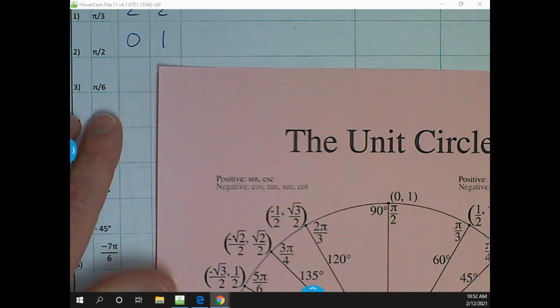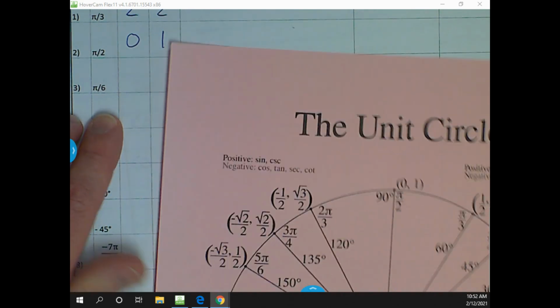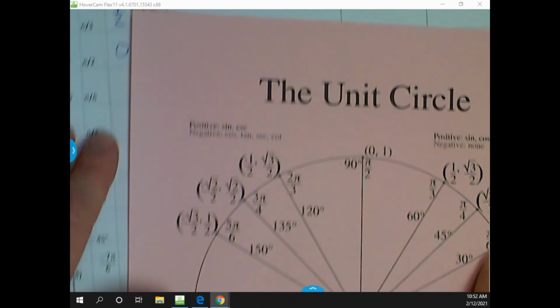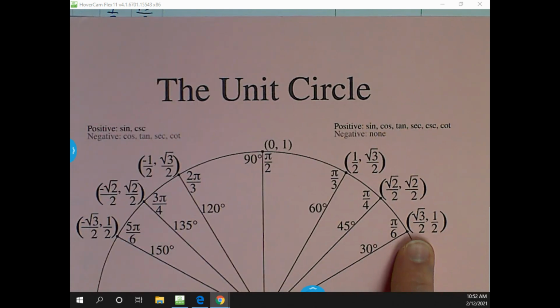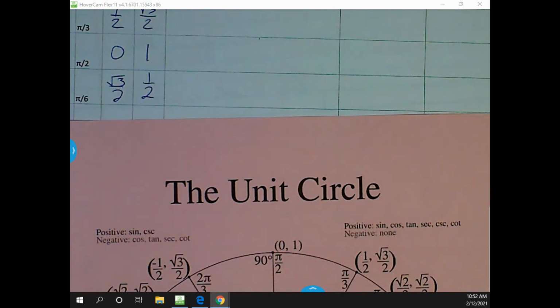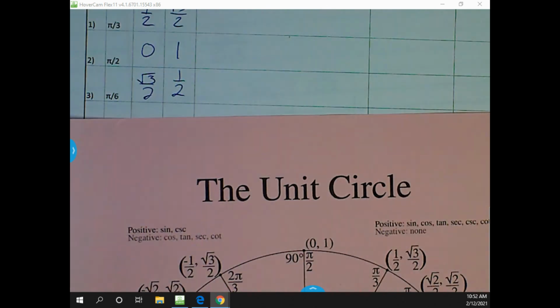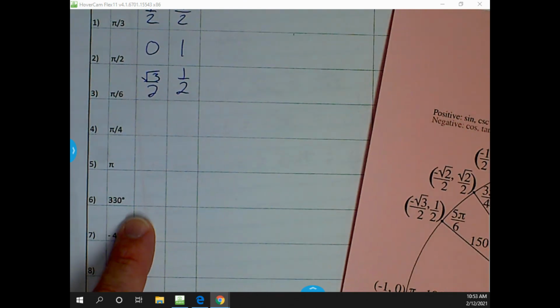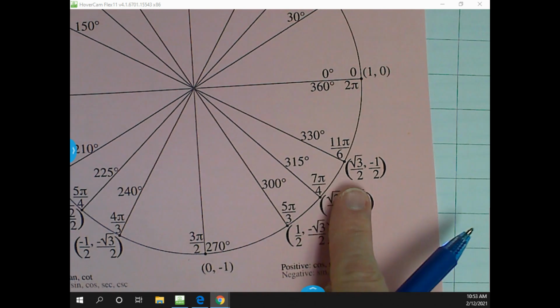So that's all it's going to be. If we do pi over 6, which is back over here, cosine is going to be square root of 3 over 2. The sine of pi over 6 is going to be 1/2. Let me do this one. I'm going to have y'all do a couple here and see what you can do. If we go down to number 6, 330, that's right here. Cosine is square root of 3 over 2. Sine is negative 1/2.